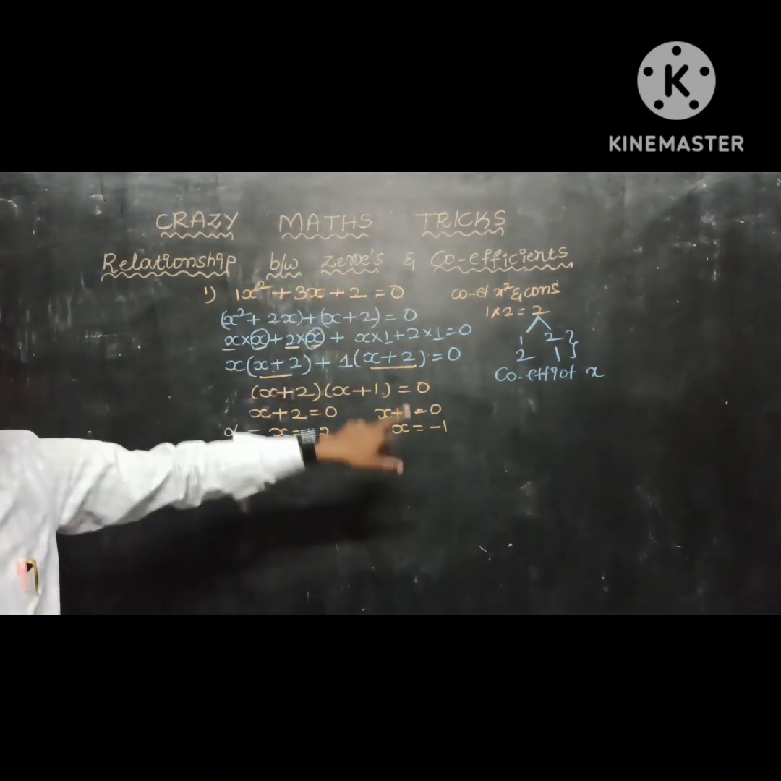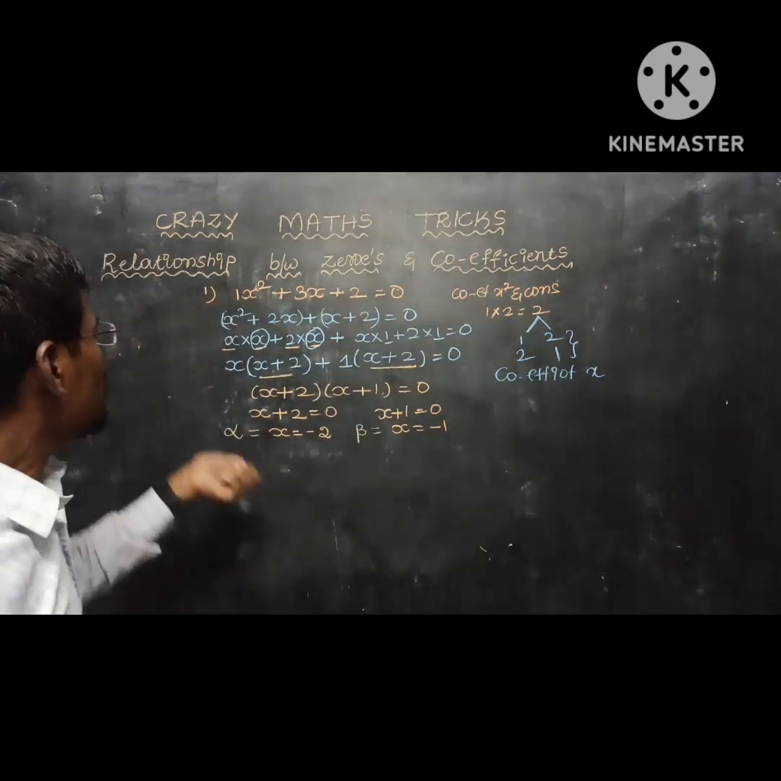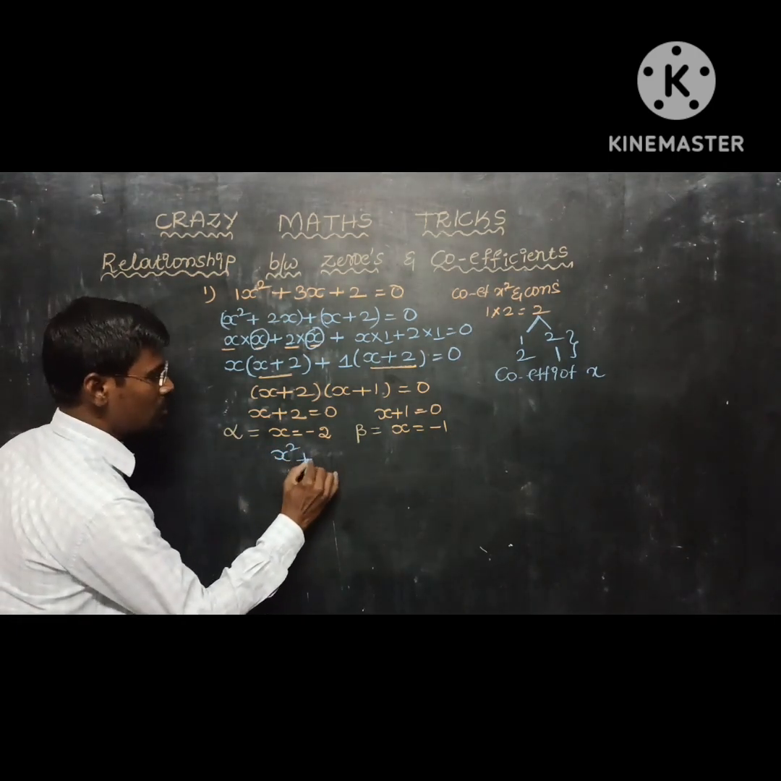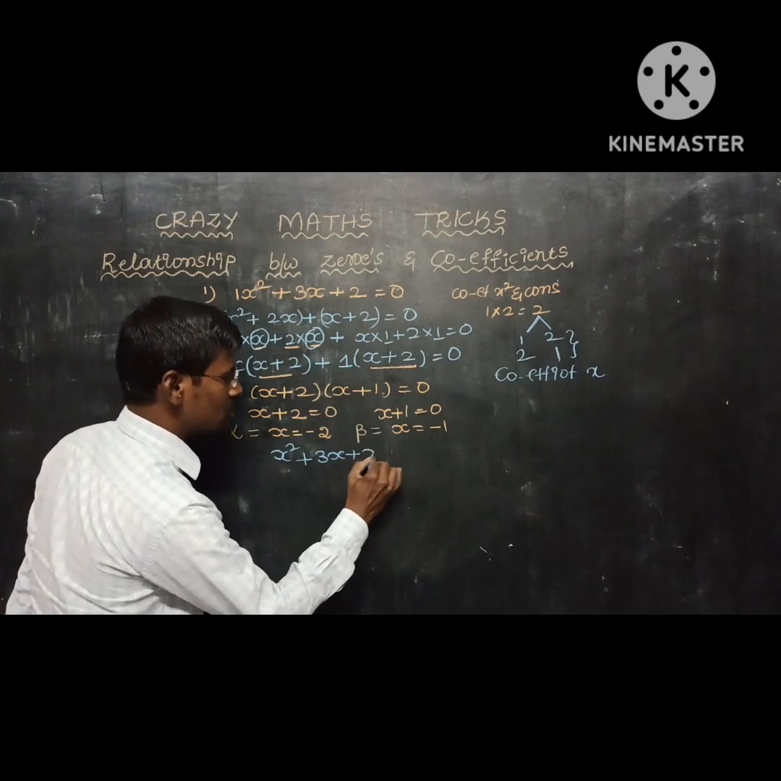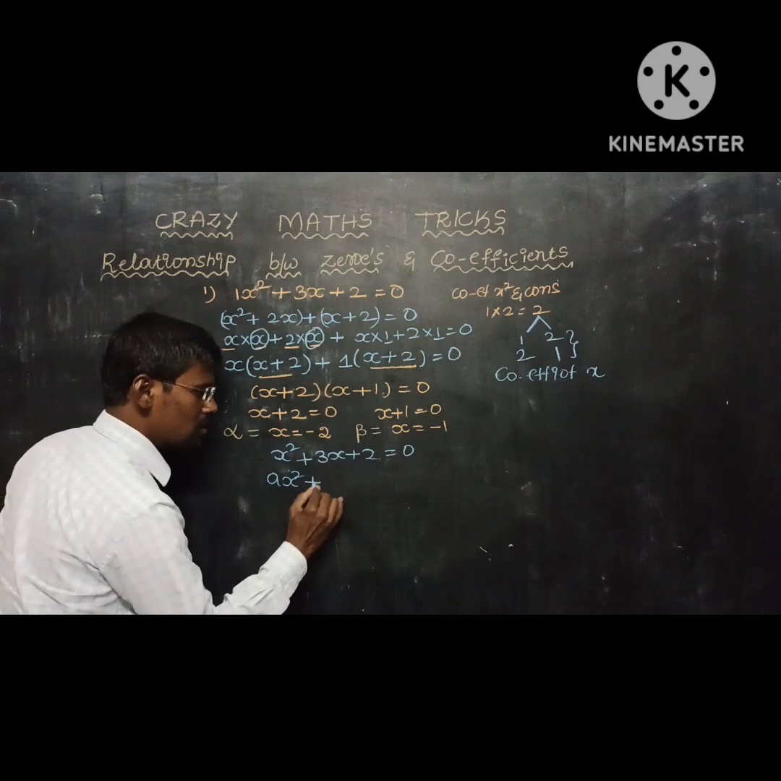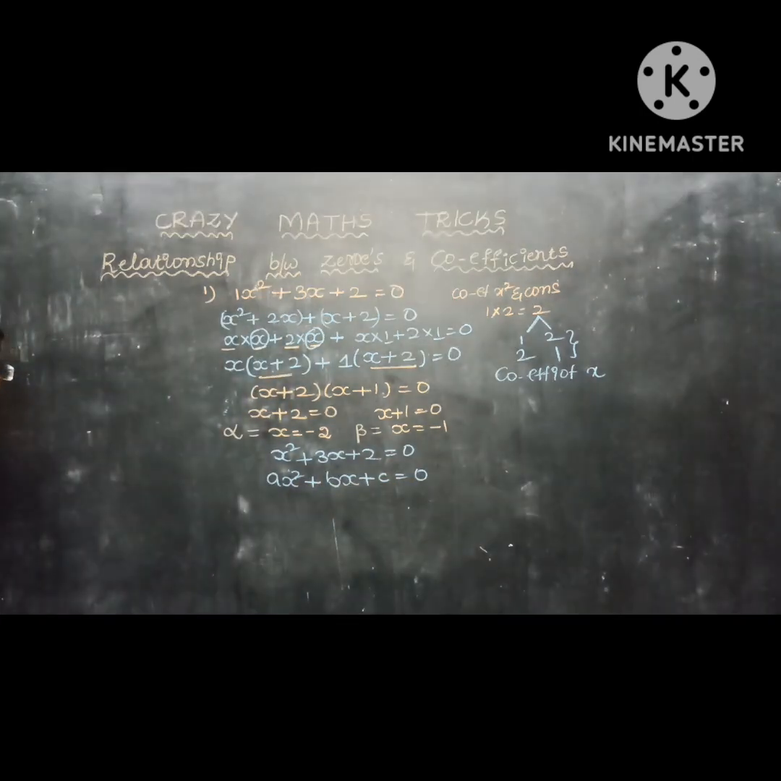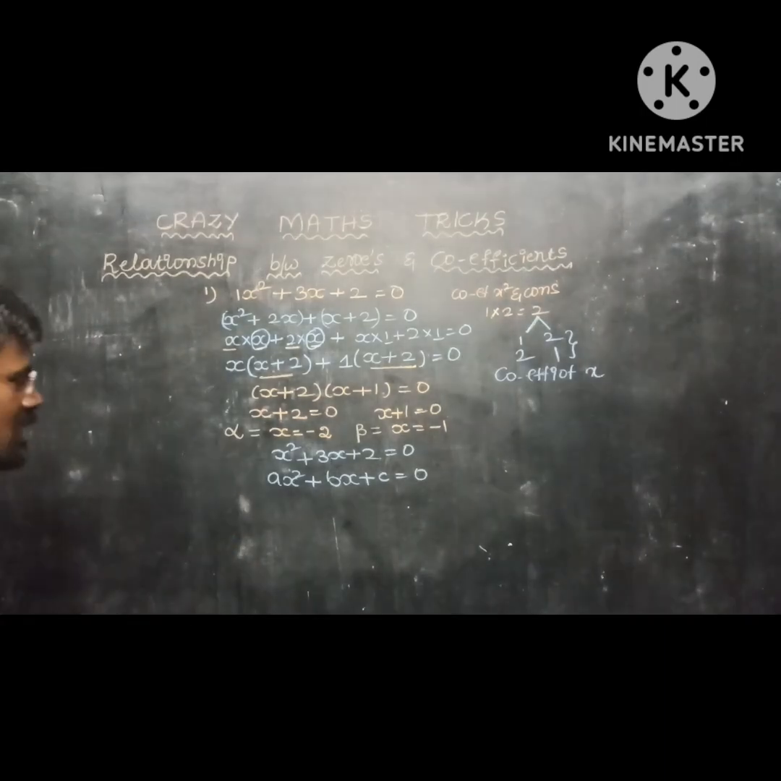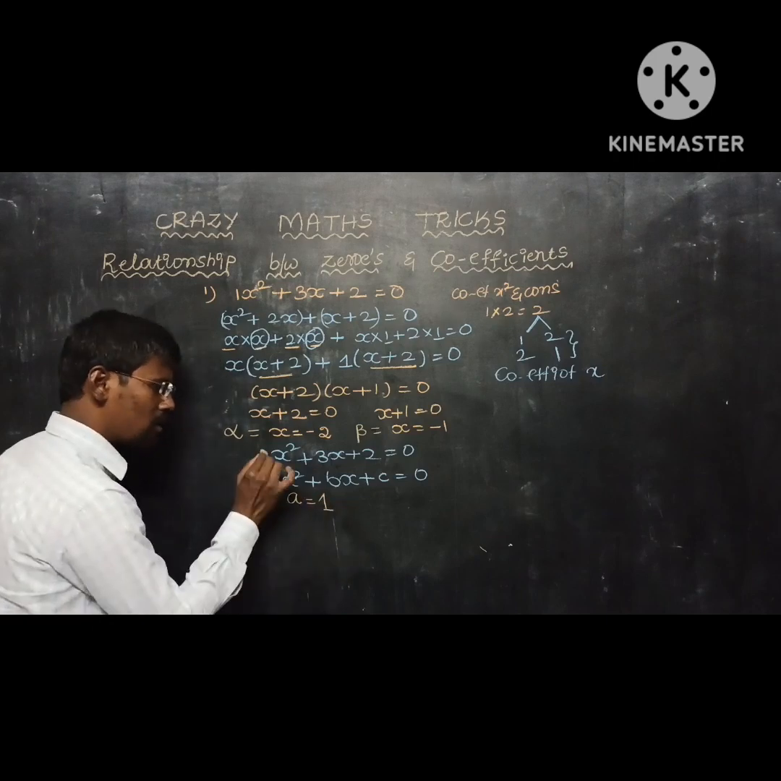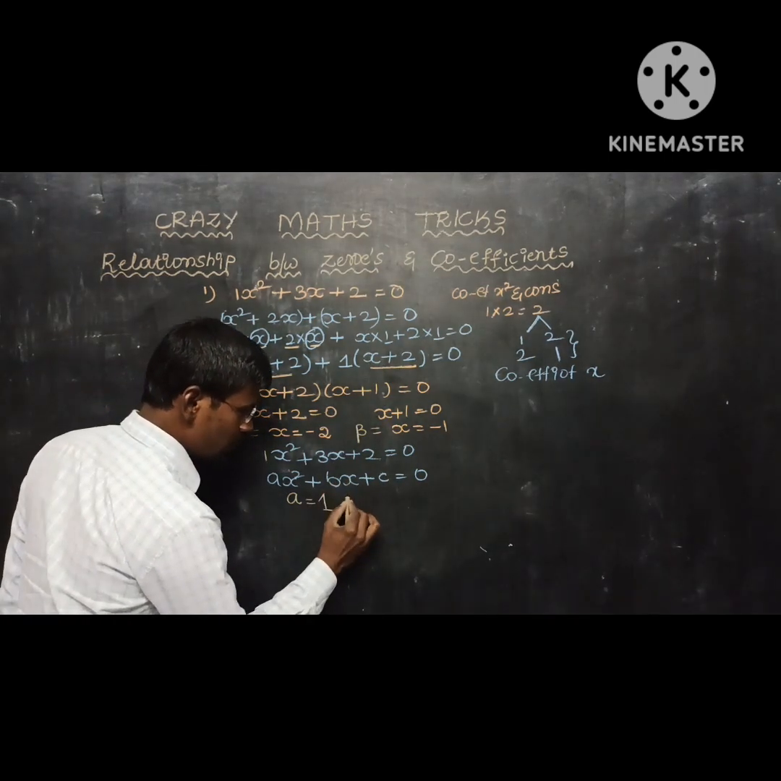Now we have to check the relationship between zeros and coefficients. Before that, whatever polynomial is given, we compare it with our general polynomial. What is our general polynomial? The general polynomial is ax square plus bx plus c equals 0. Let's check what the values of a, b, c are here. Here I am getting a value as 1. The x square coefficient is a. Next, the x coefficient is b.